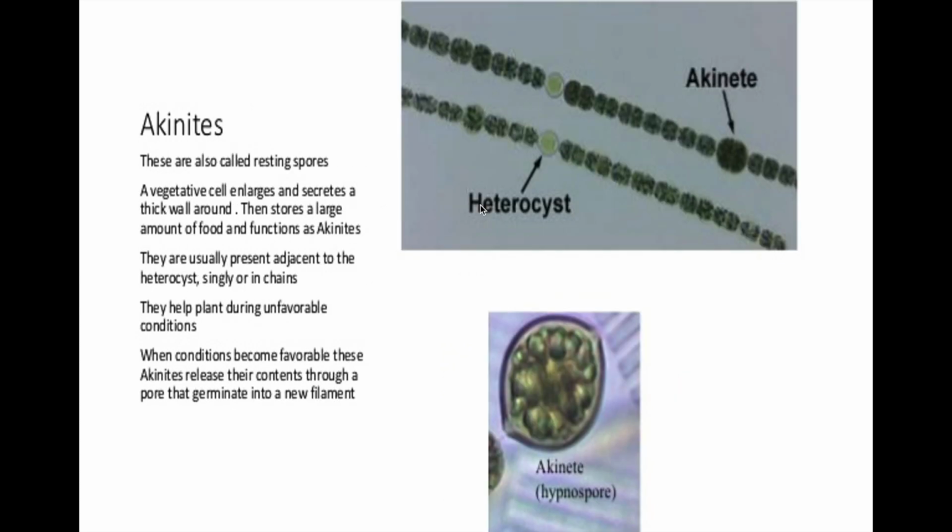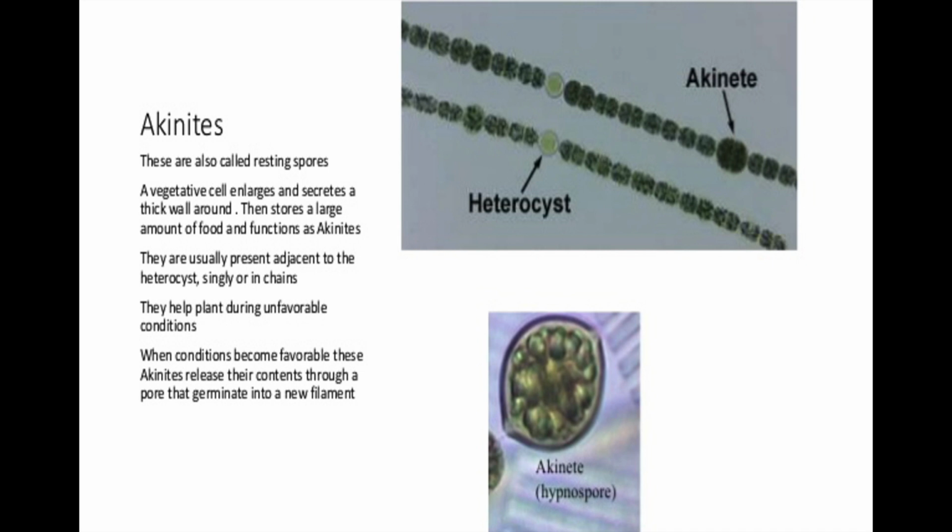Next, we'll take akinetes. Akinetes are also known as resting spores. You can see in this picture, this is an akinete. You can see a heterocyst here. So these are known as resting spores. A vegetative cell enlarges and secretes a thick wall around it. Then it stores a large amount of food and functions as an akinete.